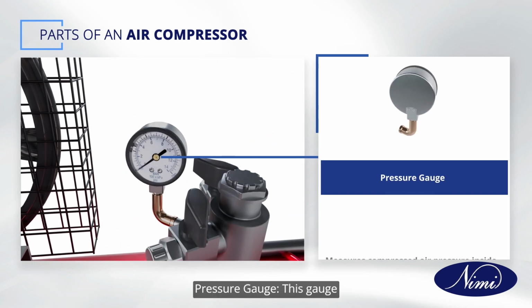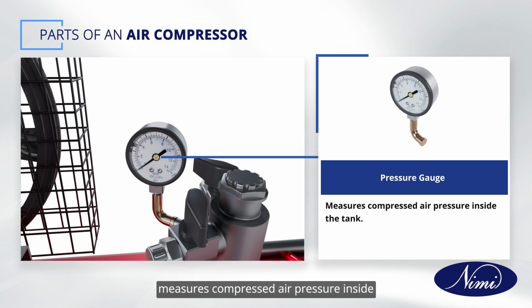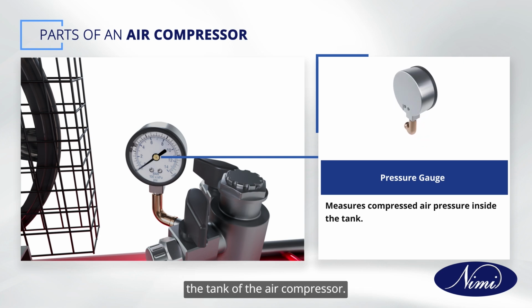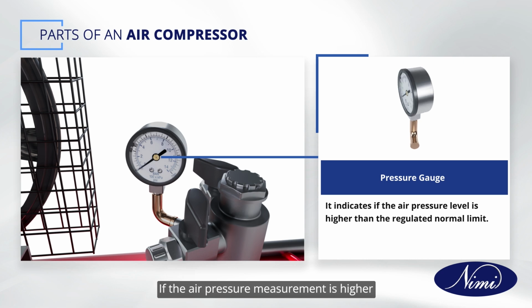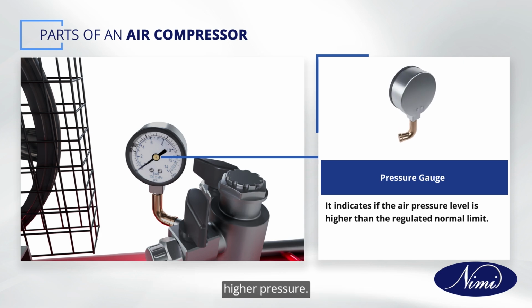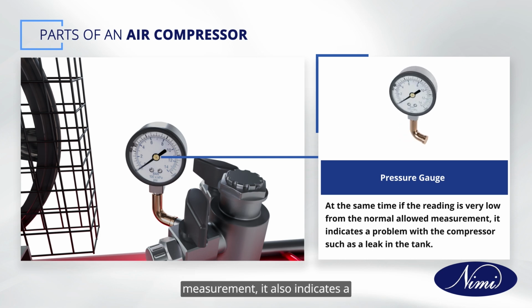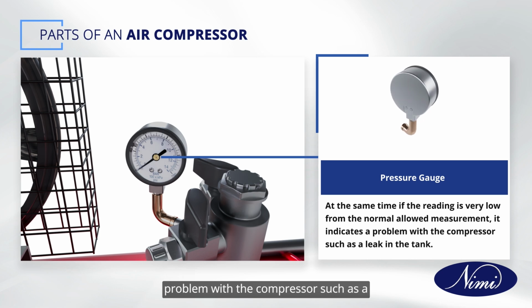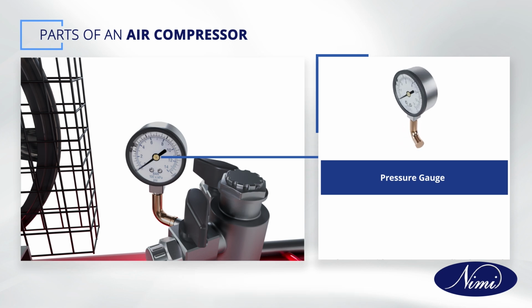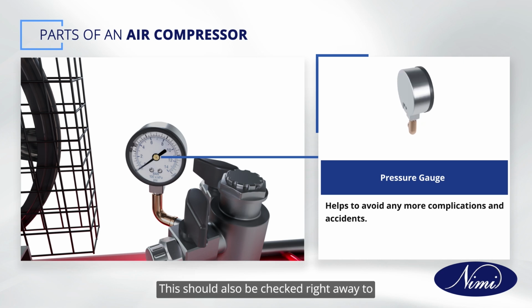Pressure gauge. This gauge measures compressed air pressure inside the tank of the air compressor. If the air pressure measurement is higher than the regulator normal limit, it gives a warning signal to inspect the air compressor or stop the compression before the gauge reaches even higher pressure. On the contrary, if the pressure reading is very low from the normal allowed measurement, it also indicates a problem with the compressor, such as a leak in the tank. This should also be checked right away to avoid any more complications and accidents.